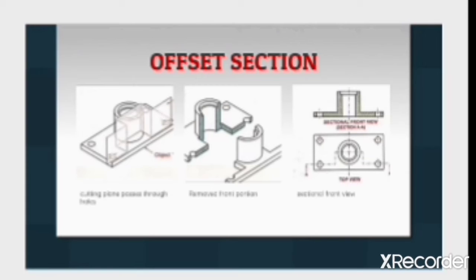In first diagram, the cutting plane shows it passes through the drills which are placed in left hand and right hand also. And also the cutting plane passes through the center point also. So in the second diagram, the front portion of diagram will be removed from the section. In the third diagram, the sectional front view and top view will be given. In the top view, the cutting plane will be mentioned by AA.